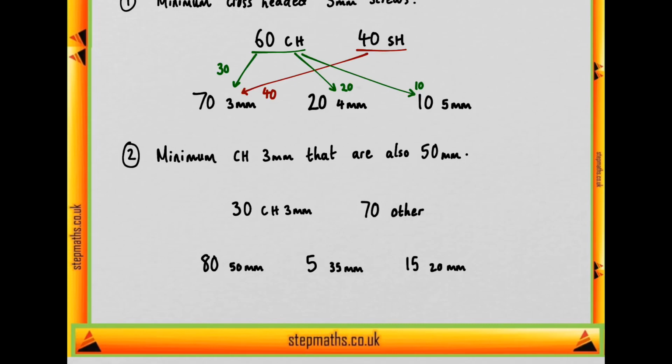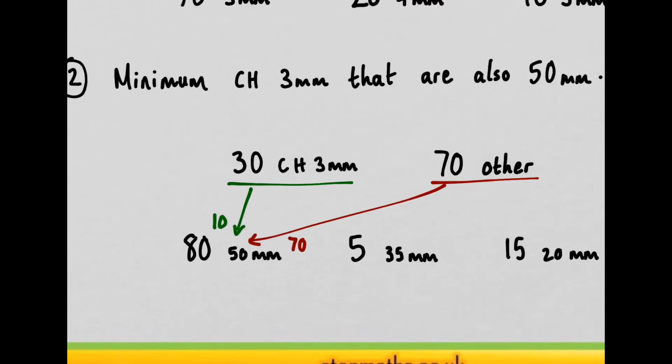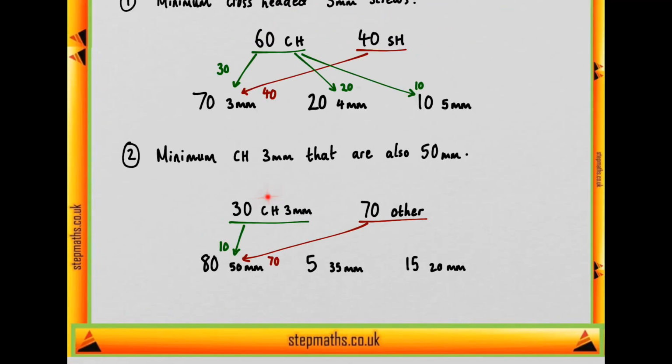So we're looking for the minimum number of these screws which are also 50mm. So we go through the same process. Let's allocate all 70 of our other screws to this 50mm shape. So that's 70 of these will be 80, but since it adds up to 100, or rather in this case it adds up to 80, the remaining 10 have to come from our 30 cross-headed 3mm screws. So we have our answer already, that 10 is the minimum number of cross-headed 3mm 50mm screws.